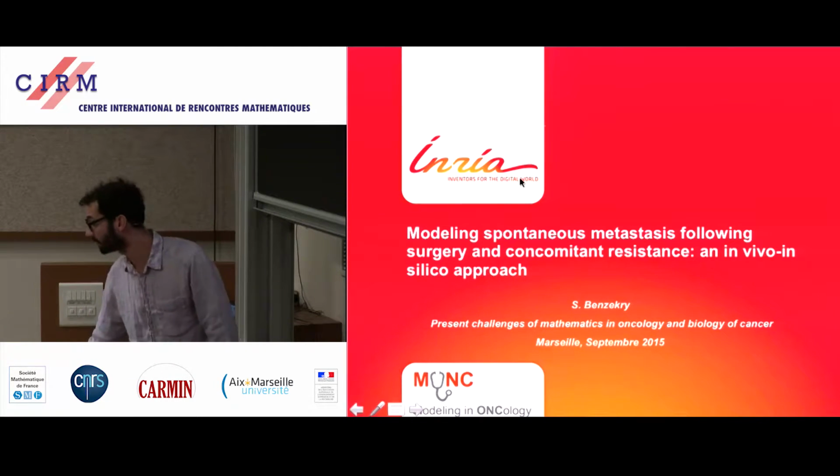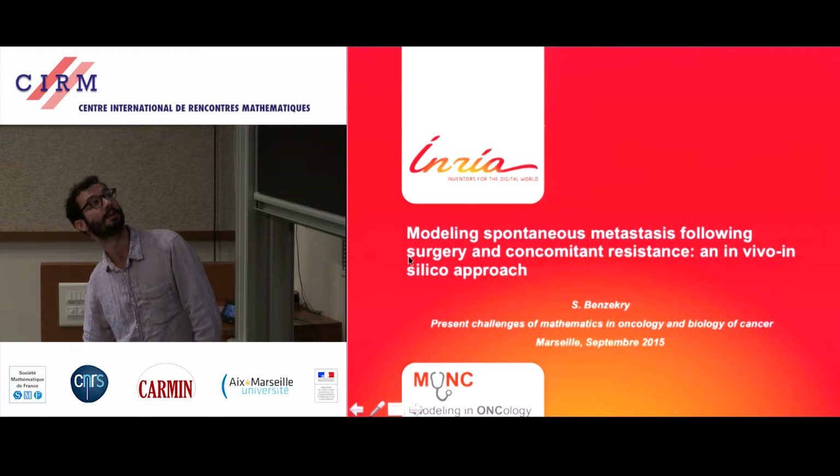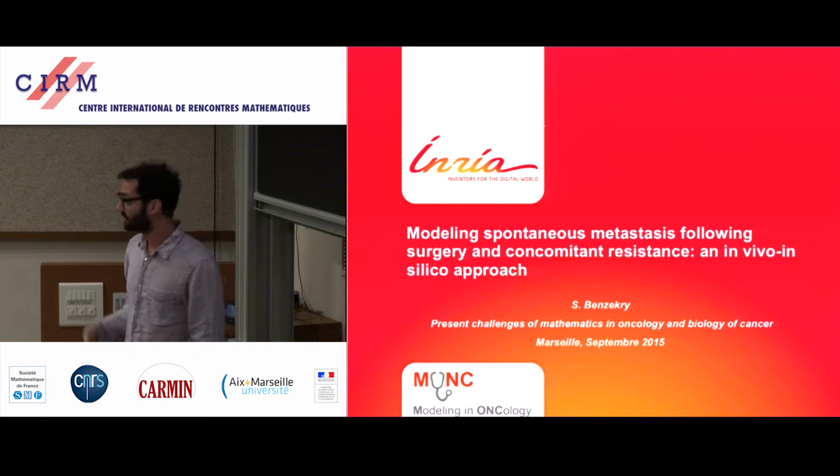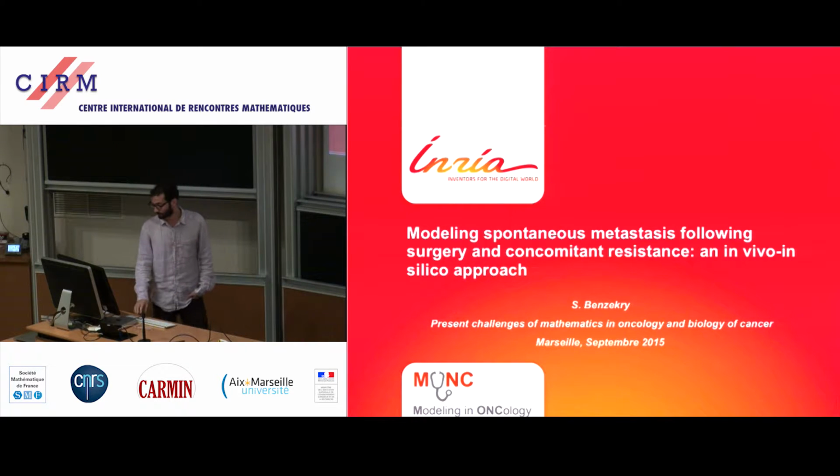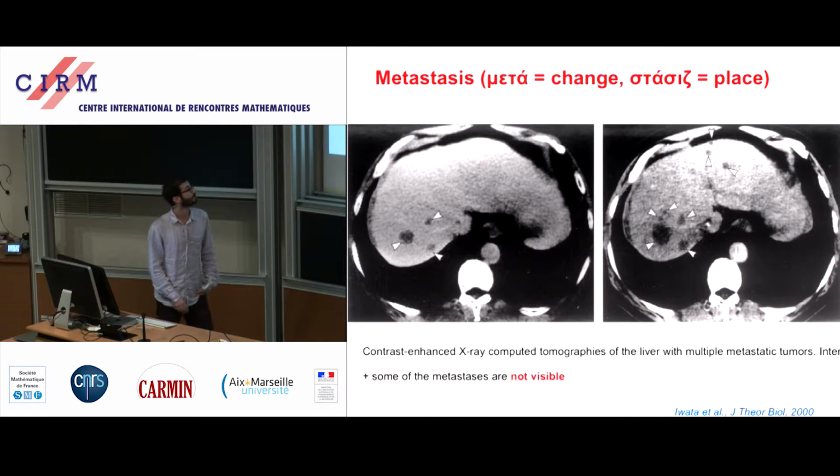Here one important word in the title of my talk is the word surgery, because we will look at some data including surgery of the primary tumor. And the second part of the talk will be devoted to a phenomenon called concomitant resistance. All right, so you already know about this since you've all been listening to Niklas' talk yesterday.